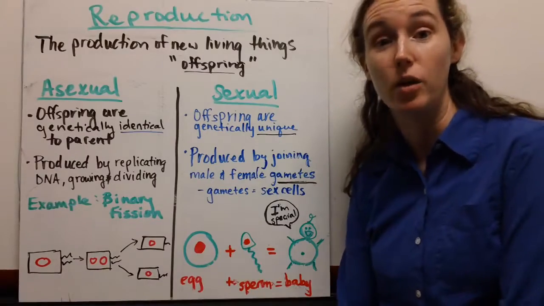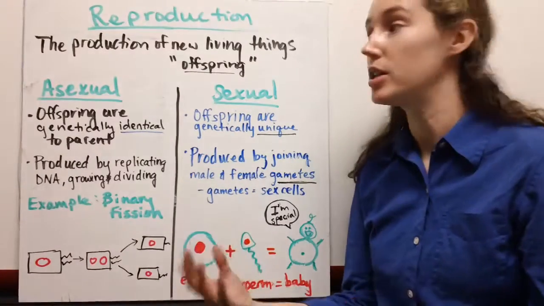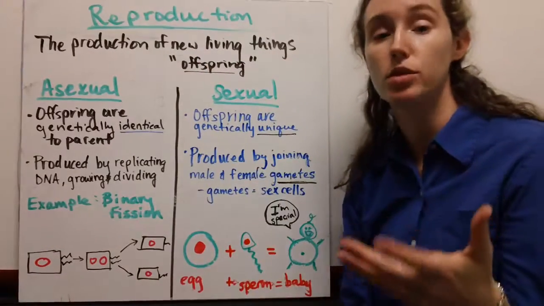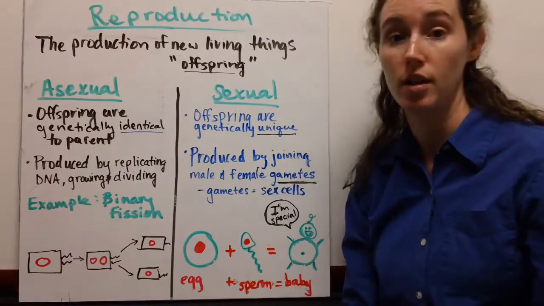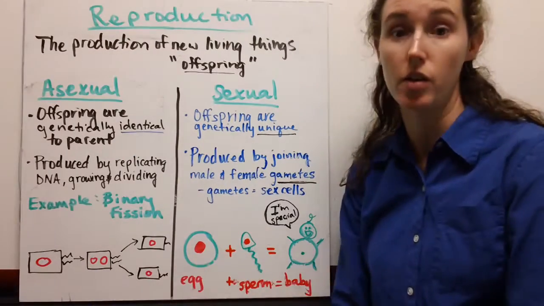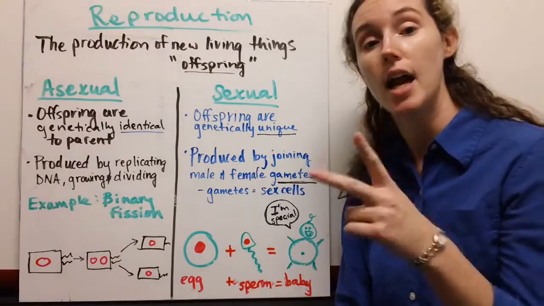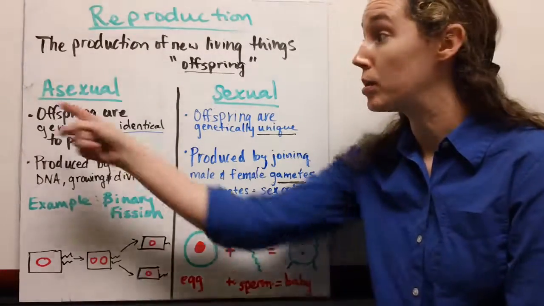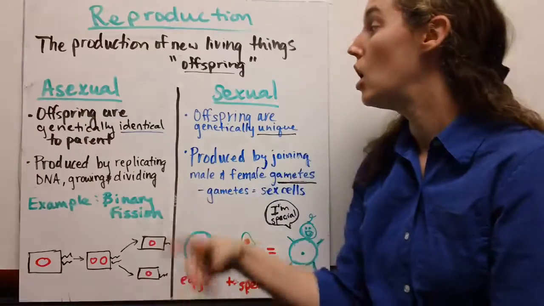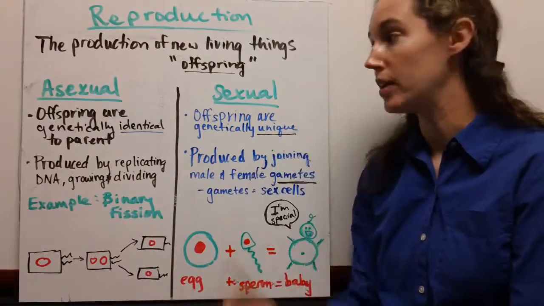This video is about reproduction. And reproduction is simply the production of new living things. And we call those new living things offspring. As you might remember, being able to reproduce is one of the 8 characteristics of living things. And it can happen in 2 major ways. It can happen asexually, meaning without sex, or it can happen sexually.